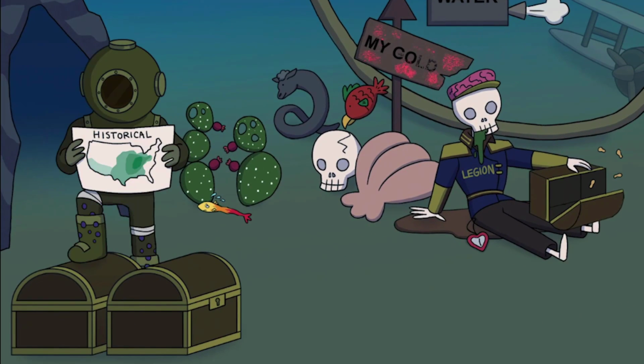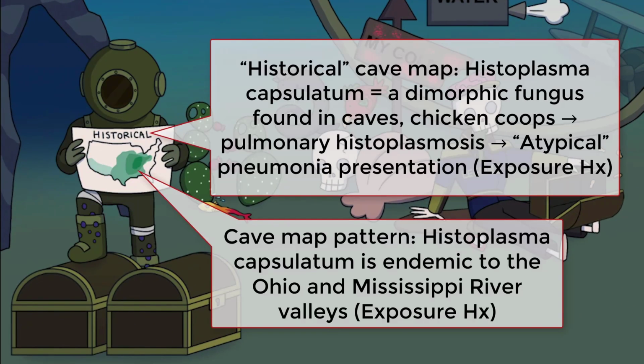Travel can expose patients to a few classic endemic fungal infections as well. Let's start with Histoplasma capsulatum, a dimorphic fungus. Represented here by this deep sea diver referencing a historical map of the caves. Histo is found in soil contaminated with bat and bird droppings. So ask about exposure to caves or chicken coops. Specifically, it's most prevalent in the Midwest and East Central US along the Ohio and Mississippi River valleys. That's just where Histo likes to hide.